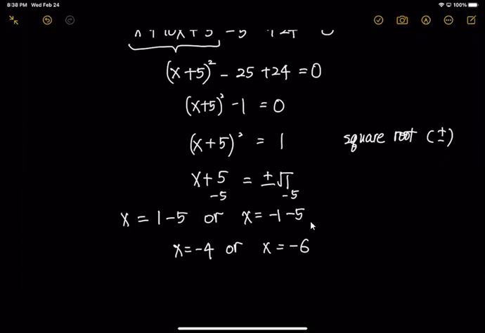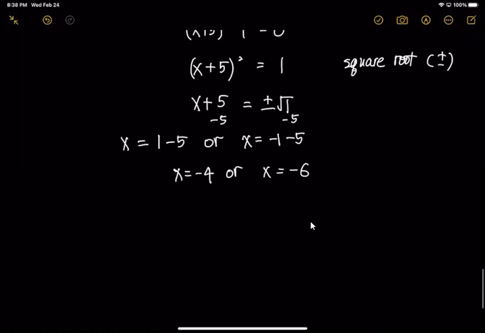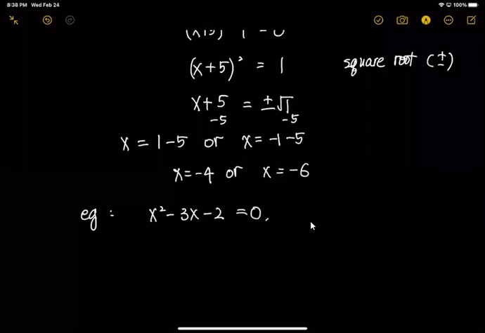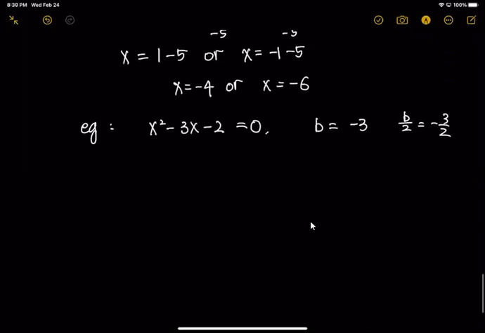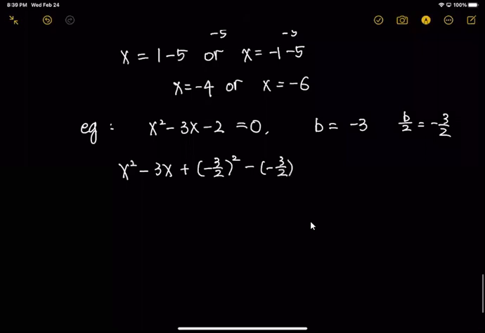Okay, so next, let's do some fractions. So I have x squared minus 3x minus 2 equals 0. Our b is equal to what? -3. First of all, it's negative and then 3. So b over 2 is equal to -3/2. Okay, you want to add (-3/2) squared and then subtract (-3/2) squared, minus 2 equals 0.